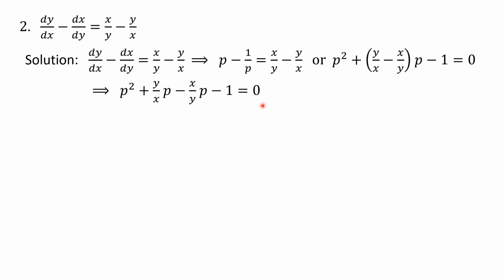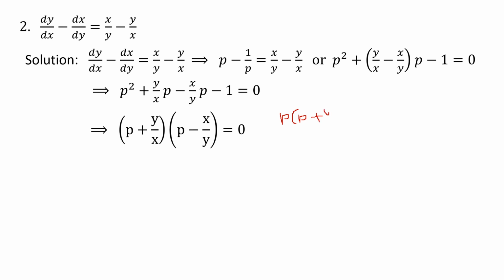So we have 4 terms. From the first and the second we have p common. So I have p common, meaning p(p + y/x). That p + y/x you can take from the second, correct? So p is common from the first, and I have p + y/x. So I'll write p + y/x.